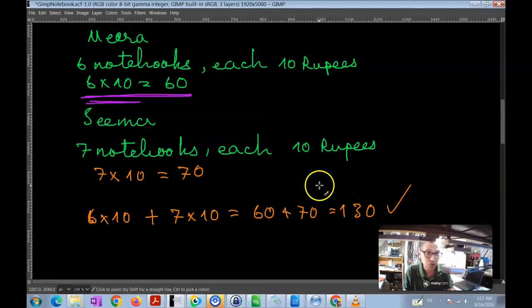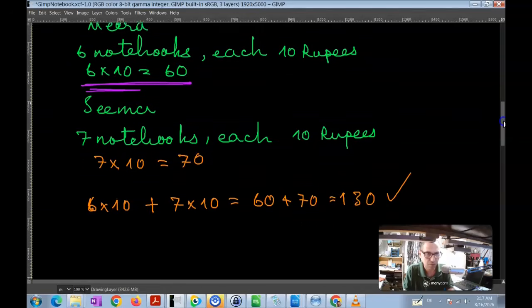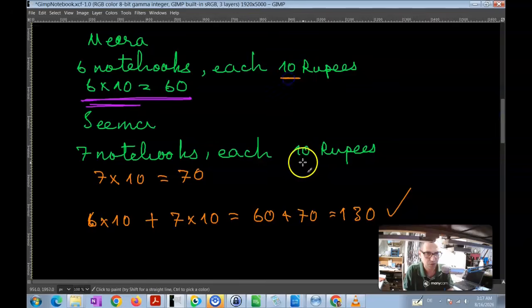Now another way to write down the exact same situation is that I could say that the unit price for the notebooks in both situations was the same, meaning that in both situations a notebook costs 10 rupees, right?